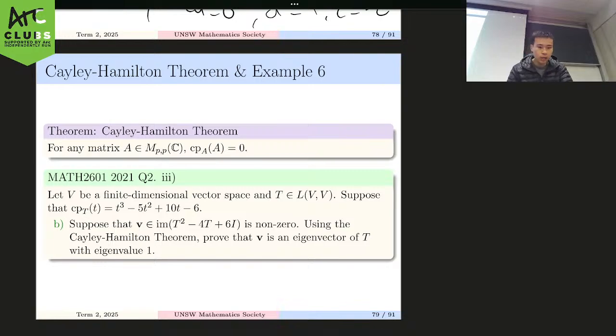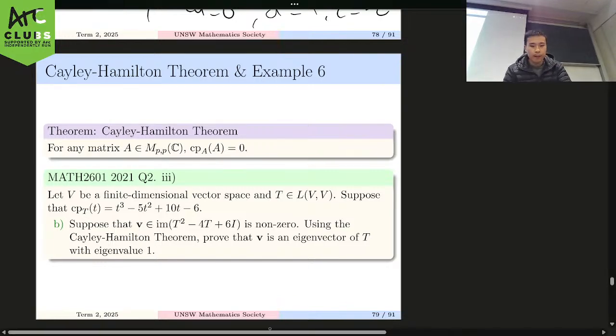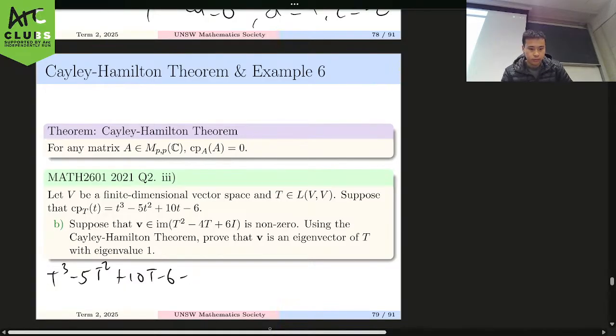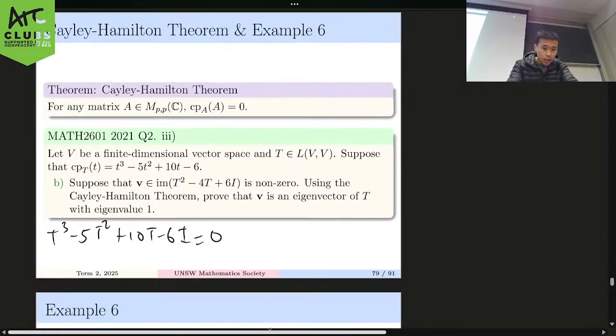So okay, we know right off the bat that T cubed minus 5T squared plus 10T minus 6I has to equal 0. Just be careful because it has to be I. So this thing has to go to 0. And what can we do from here?